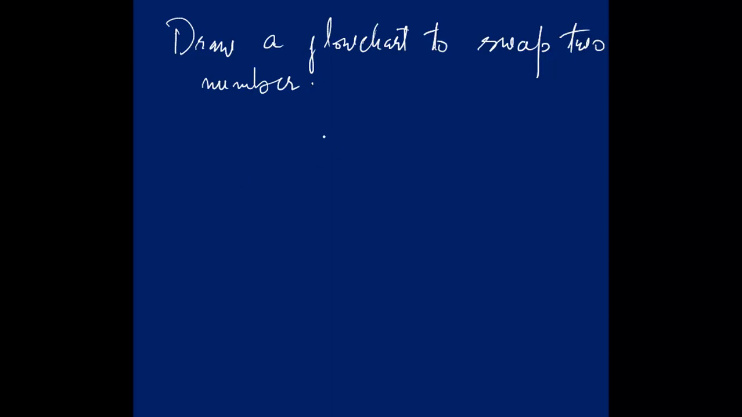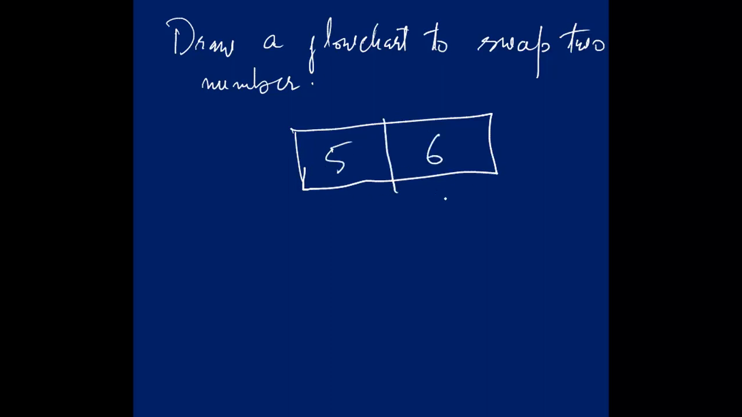What do you mean by swap? If I have two numbers, suppose 5 and 6. These are two numbers. Suppose this is variable A, this is variable B. A contains 5 and B contains 6. After swap means this 6 is to be stored in A and this 5 is to be stored in B. The values of A and B should be interchanged.